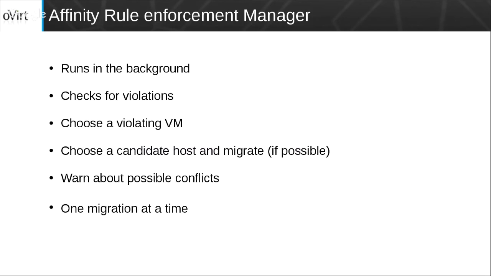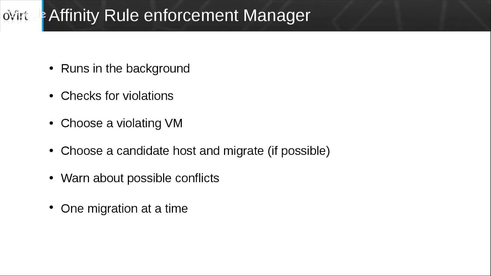By introducing the VM to host affinity and affinity labels, as I said, we can have possible conflicts, and we will warn about them in this process logs that you can see in engine log. And we have one migration of a VM at a time, meaning we have an interval here, and each interval we migrate only one VM if possible.